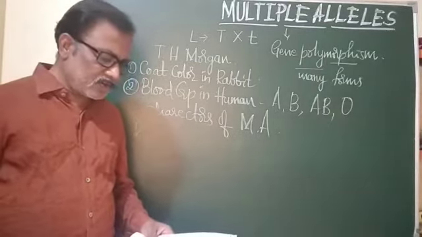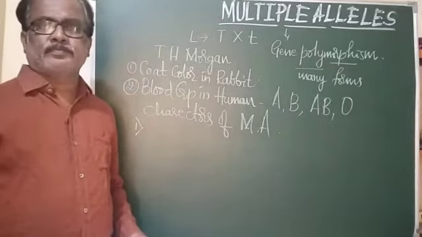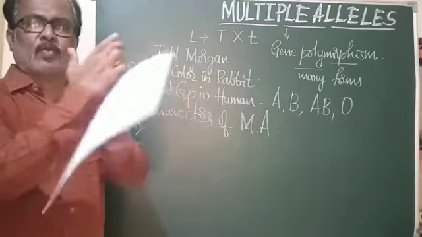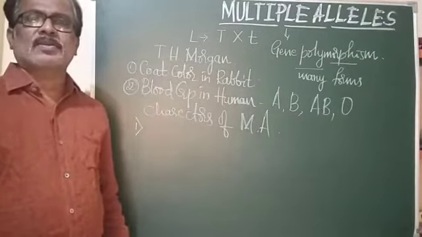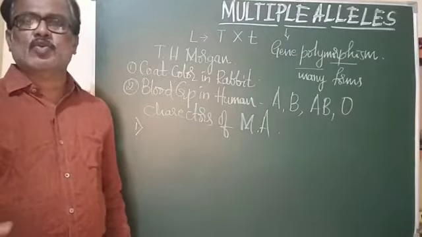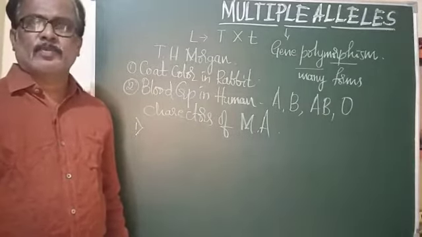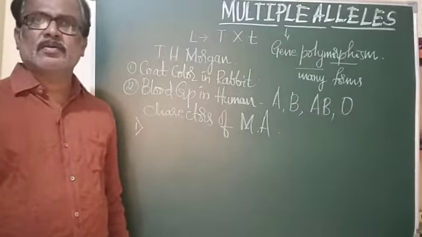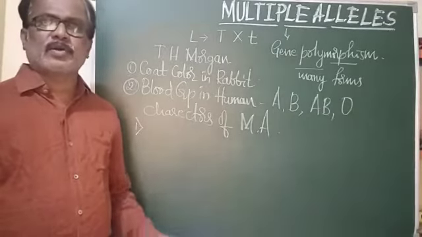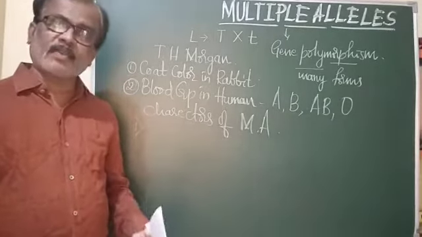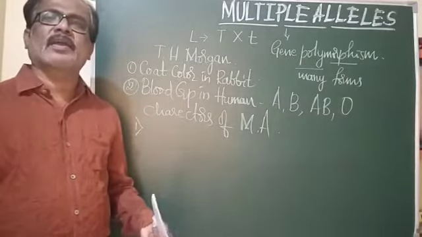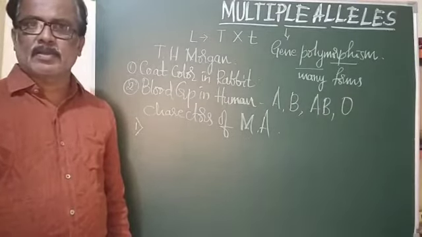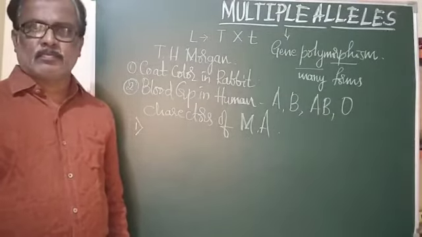Fourth character is there is no crossing over. Crossing over does not occur in multiple alleles. You know that crossing over during cell division leads to exchange of segments of the chromosomes. That will not occur in multiple alleles. Crossing over does not take place. And then multiple alleles are related as dominant and recessive.